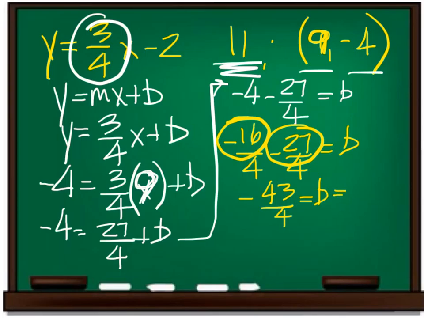And we're not making that a mixed number. From the example, I showed you that we're leaving them as improper fractions or changing to such if necessary. So your answer should be y equals 3/4 x minus 43/4.